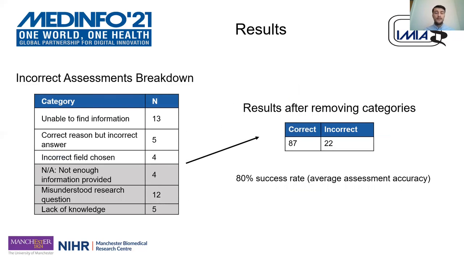Out of the 43 incorrect assessments made by the participants, 21 of these were considered as failing to replicate a real-life research scenario. On the left-hand table, these categories are the bottom 3 rows, highlighted in grey. It is unlikely that a researcher in real life would misunderstand their own research question, though I'm sure it must happen in some cases. It is also unlikely that they would lack the knowledge to assess a potential dataset's suitability. These categories were removed from analysis and the resulting success rate was 80%.